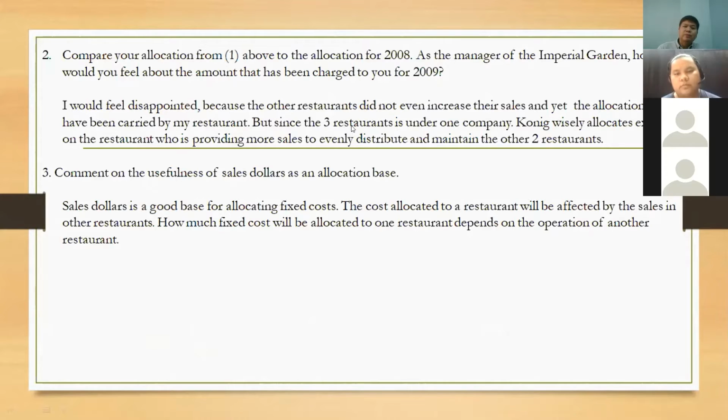But because those 3 restaurants are under one company, Koenig allocates expenses to the restaurant that provides more sales, to evenly distribute and maintain the other 2 restaurants. So it's very normal, you would feel disappointed. I would be disappointed because my sales are bigger but the cost was all given to me, sir. So, comment on the usefulness.